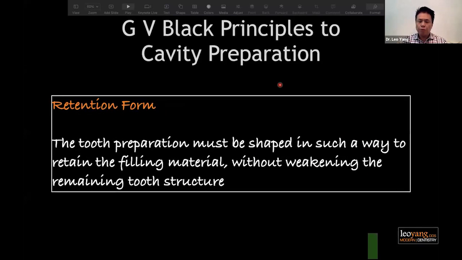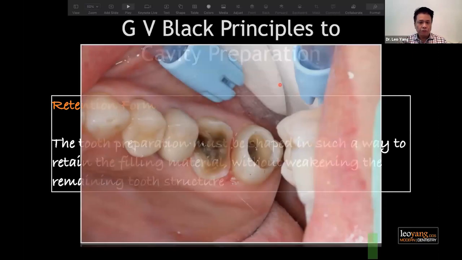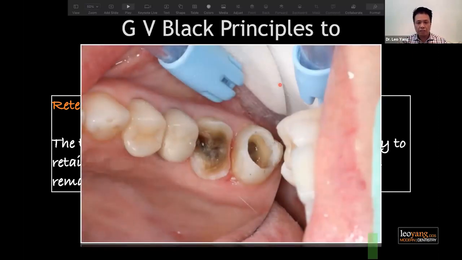Same thing with retention form, which is that the tooth preparation must be shaped in such a way to retain the filling material without weakening the remaining tooth structure. I don't prep in a way to retain the filling anymore because, like I said, I don't prep for retention and resistance. I do a little bit, but not the majority of the time. A lot of the times, everything's held down very tight and very strong by my cements. So if you look at an example here, look at the first and second molar.